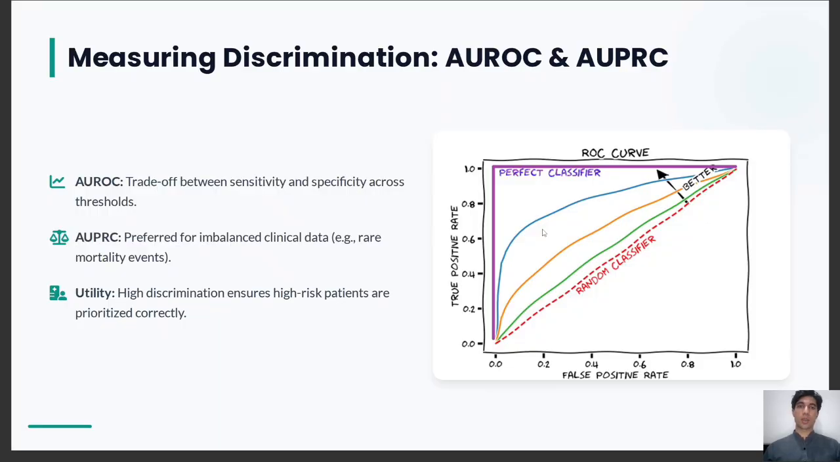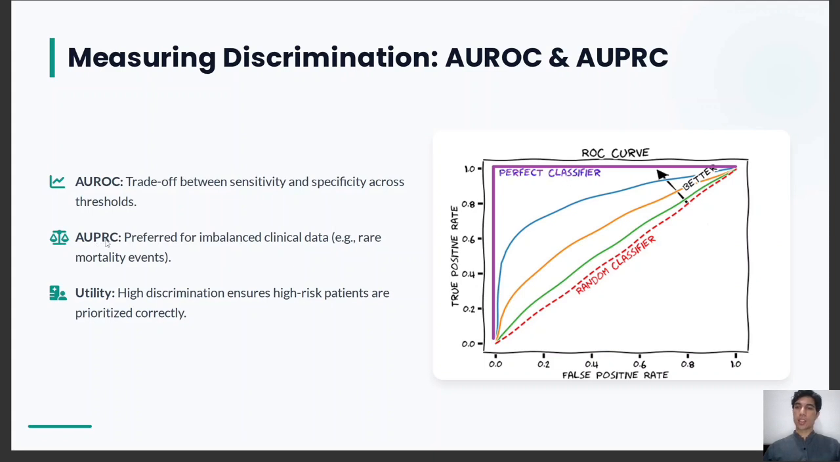So to measure discrimination, we have already seen these: area under the receiver operating characteristic curve and area under the precision recall curve. The first one is a trade-off between sensitivity and specificity across thresholds. So it's basically a trade-off between true positives and true negatives. And in this figure, we can see that the perfect classifier has a perfect area of 1.0.